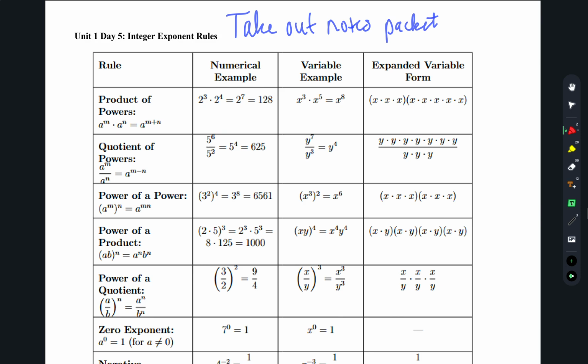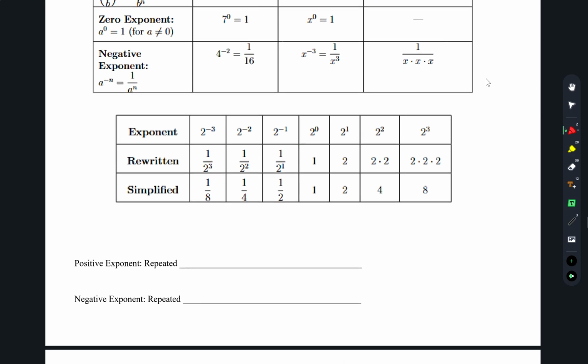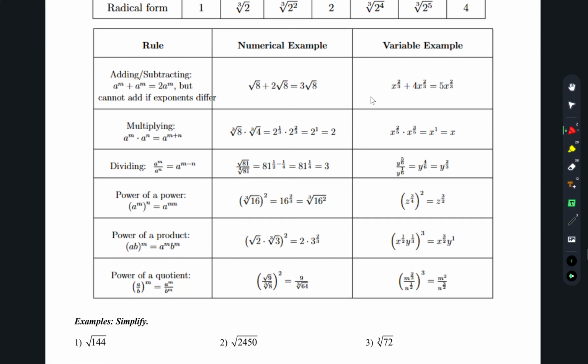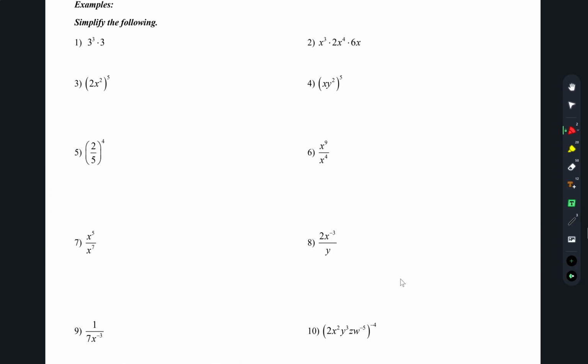Tomorrow is brand new for you. This should be review from Algebra 1, but you haven't done a ton of it in geometry, so I just want you to be aware of that. Tomorrow is kind of tricky, so bring your A game because we're doing fractional exponents. That's where it can get kind of fun.